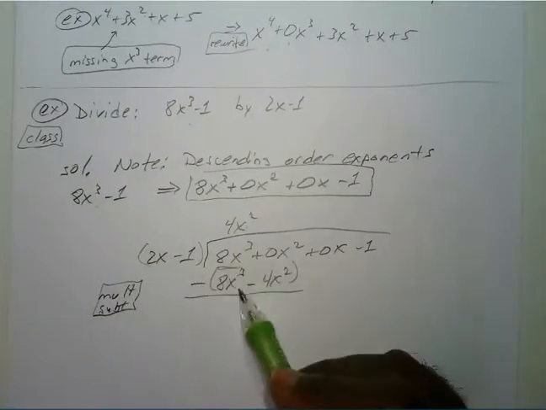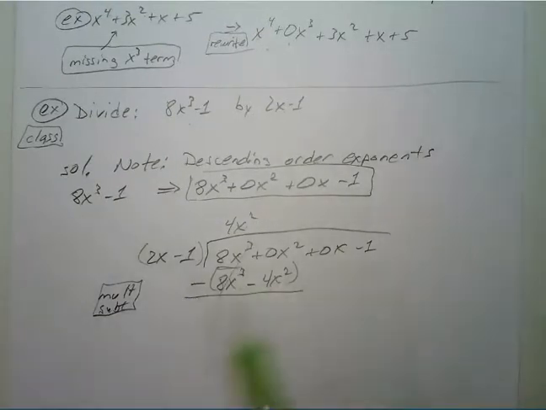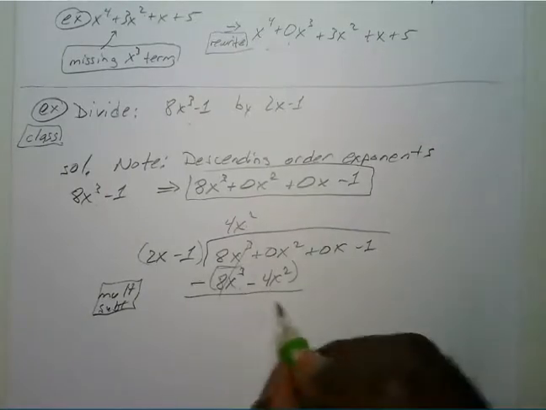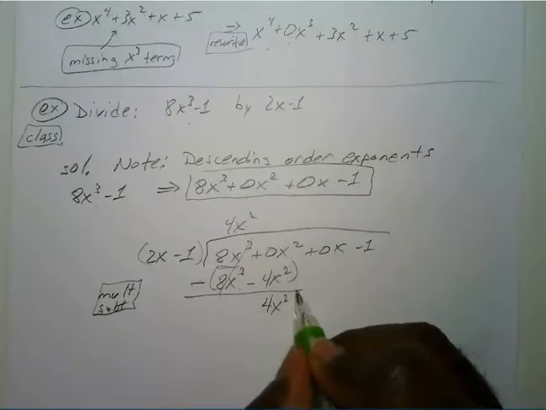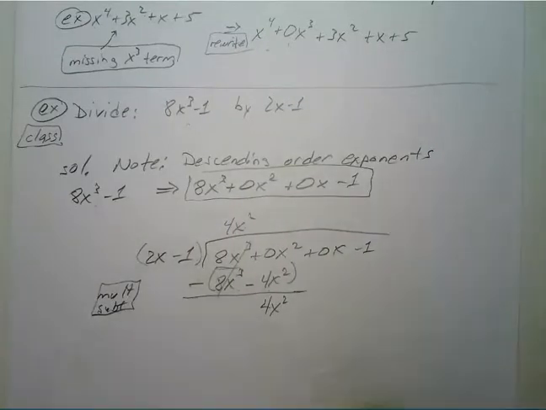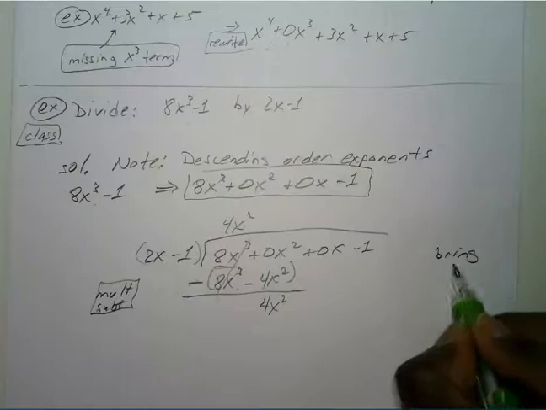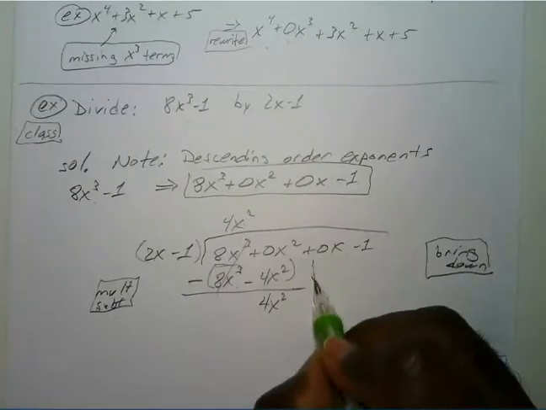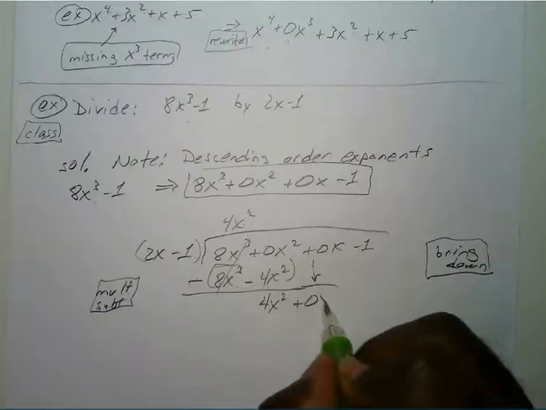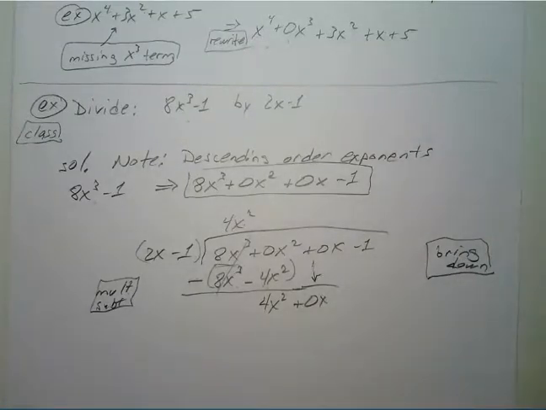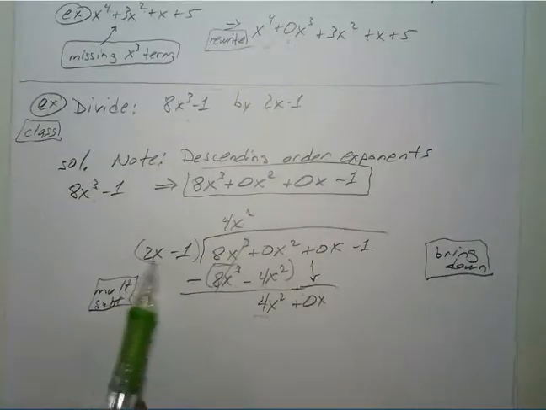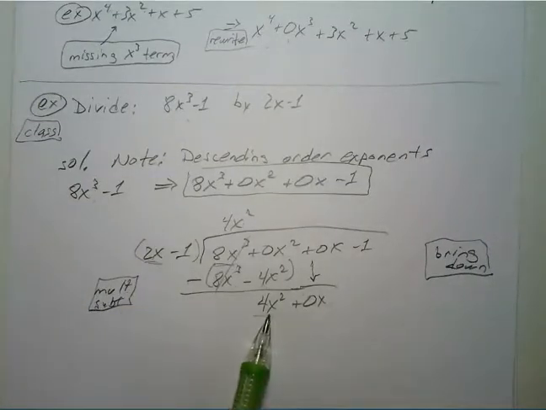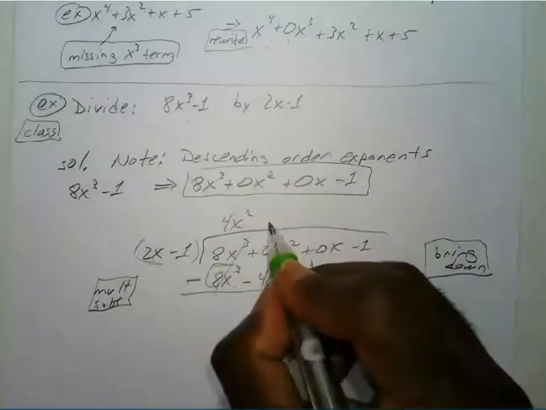8x to the third minus 8x to the third is 0. 0x squared, remember that's distributed, so this becomes plus 4x squared. It's 4x squared. Okay, we multiplied, we subtracted, and now we bring down our 0x. Okay, so now we get rid of this 4x squared. What times 2x will give us 4x squared? Plus 2x.